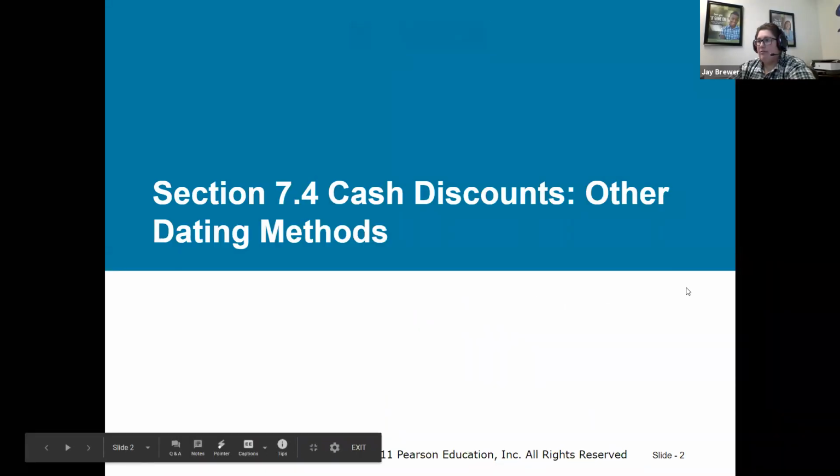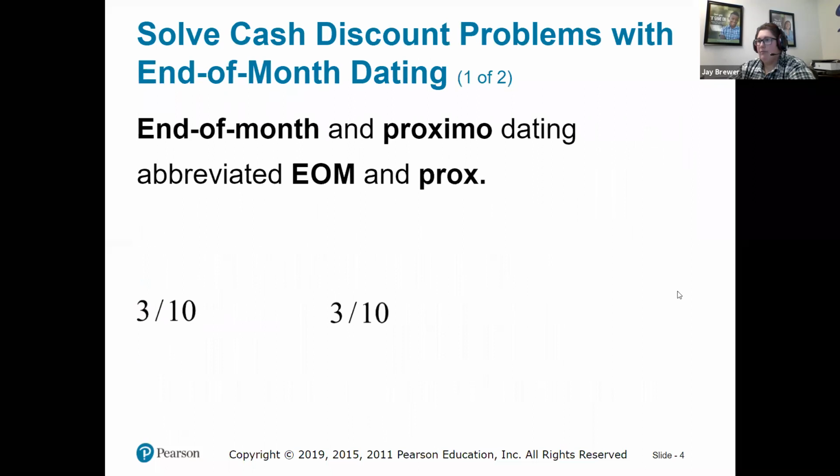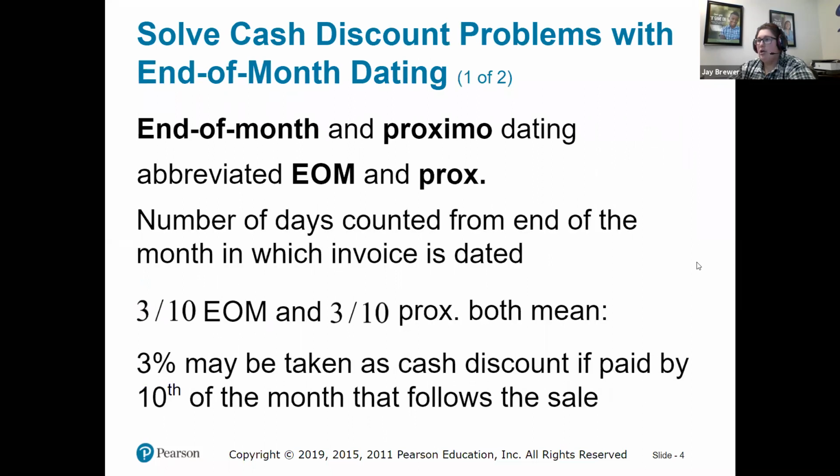Cash discounts, other dating methods. All right, there's your objectives. We're not going to bother reading them this time. Okay. This is the hard stuff. End of month and Proximo dating, abbreviated EOM or Prox. Number of days counted from the end of the month in which the invoice is dated.